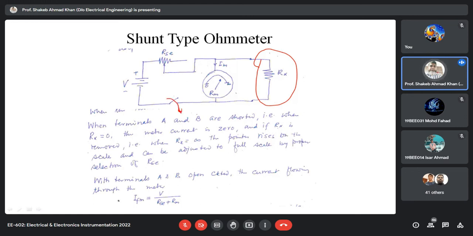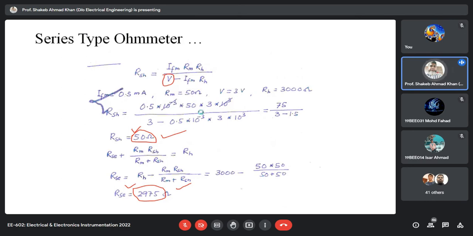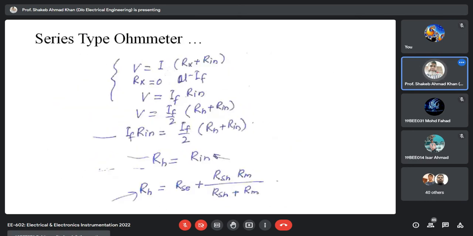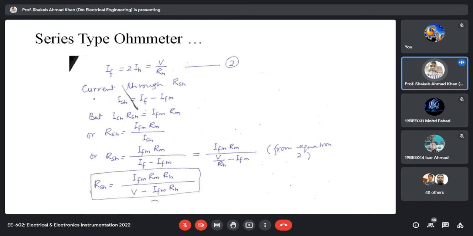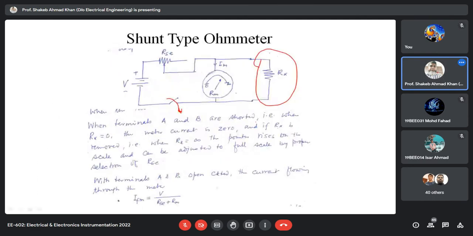This switch was not required in series type ohmmeter, because when there is no input resistance, then whole circuit is open. But this is not the situation here. Here in this case, you see, even if we remove it, your current will flow in this loop. So that's why the switch is required.